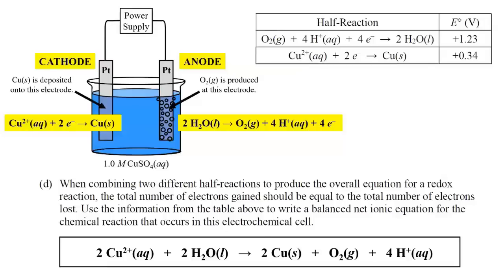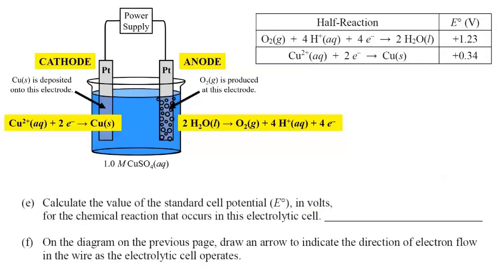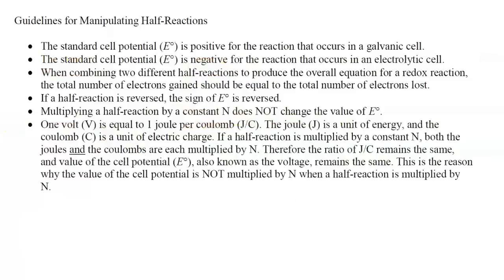Now, let's move on to part E of this question. Part E says to calculate the value of the standard cell potential in volts for the chemical reaction that occurs in this electrolytic cell. Now, the skills that you need to answer this question will also be explained when we get to the next topic, which is topic 9.9, cell potential and free energy. So in a sense, answering this particular question is really a preview of the concepts that you will see in our next topic, topic 9.9.